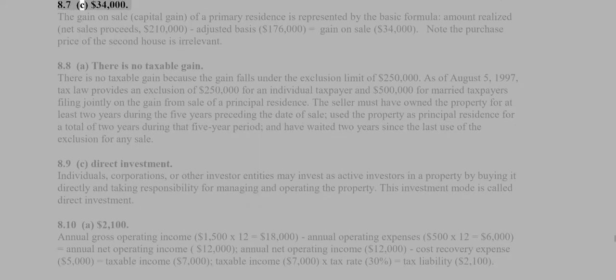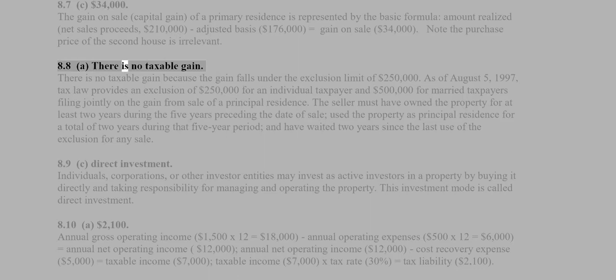8.7, C. $34,000. The gain on sale, capital gain, of a primary residence is represented by the basic formula, amount realized, net sales proceeds, $210,000, minus adjusted basis, $176,000, equals gain on sale, $34,000. Note the purchase price of the second house is irrelevant.